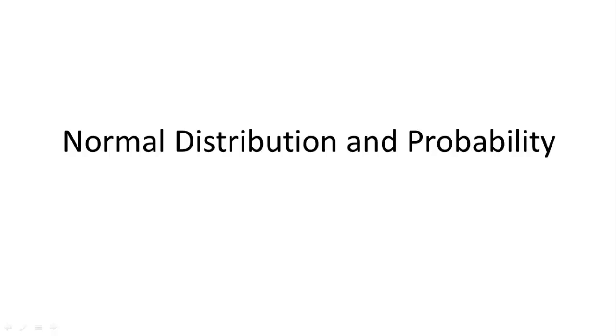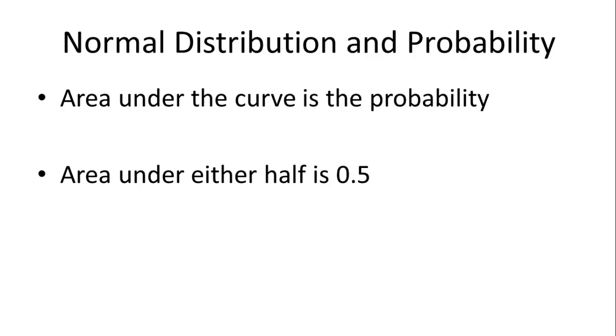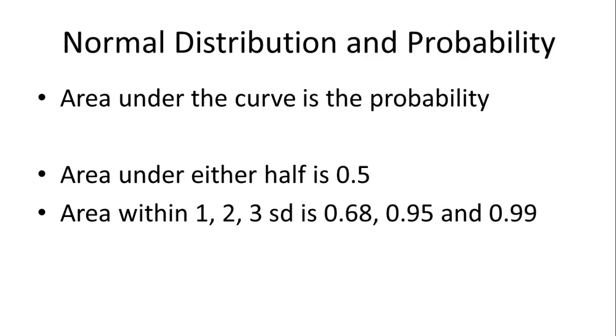In this video I'll talk about the normal distribution and the area under the curve being the probability. So the area under the curve actually is the probability, and the area under the entire curve being 1, and the curve being symmetric, we get 0.5 or half under each side. Now we also have areas within 1, 2, and 3 standard deviations of the mean being 0.68, 0.95, and 0.99.